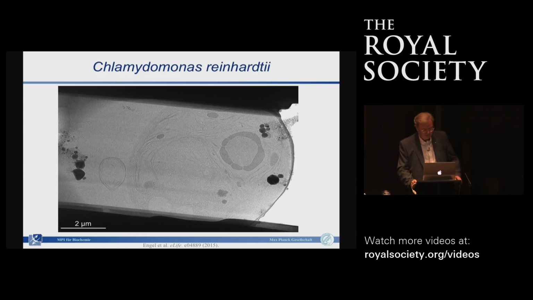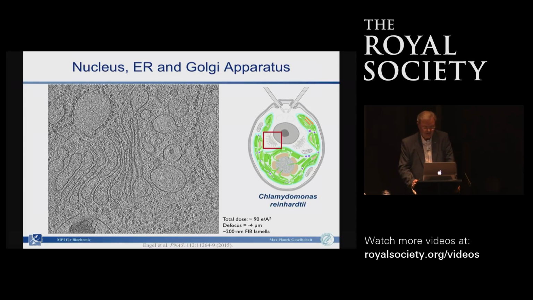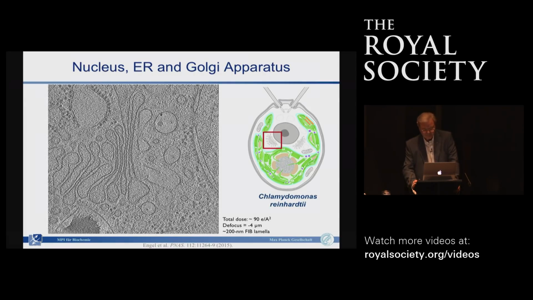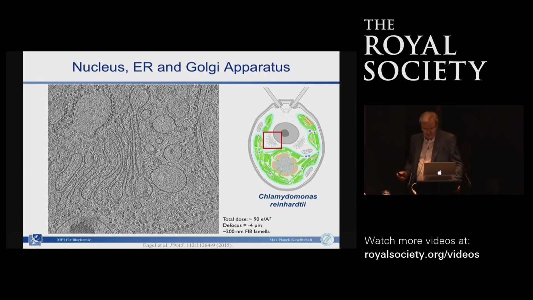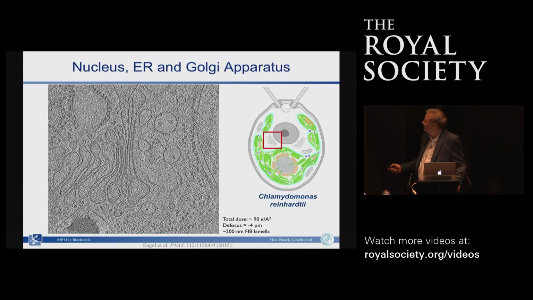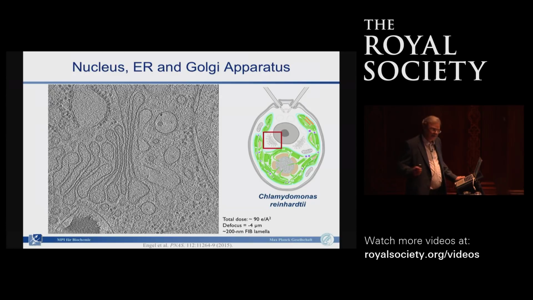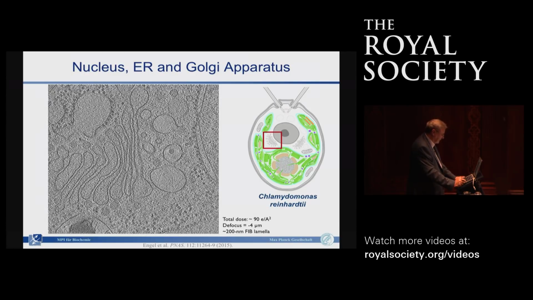Now, one of our favorite organisms is, for a couple of reasons, Chlamydomonas. And what you see here is basically now a lamella, a slice across an entire Chlamydomonas cell. What we can do now is zoom on any part of this cell here. So here we have the nuclear envelope. You see here, somehow it's a bit difficult for me to see from here, the nuclear pore complex. Here we have a Golgi apparatus. Here we have a piece of endoplasmic reticulum studded with ribosomes.